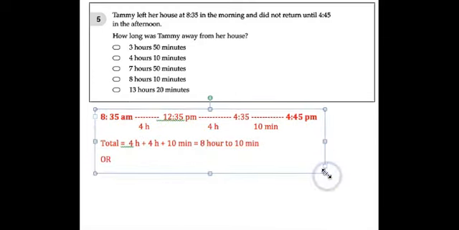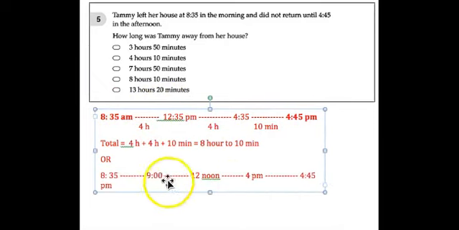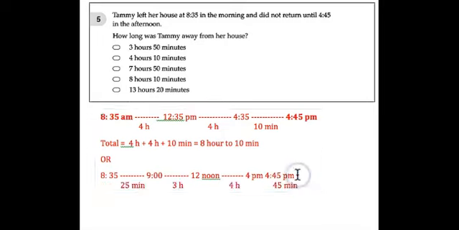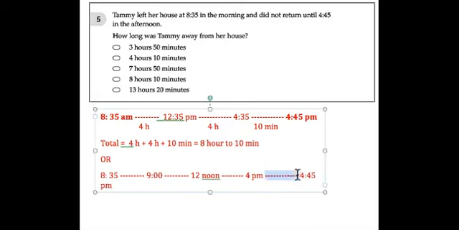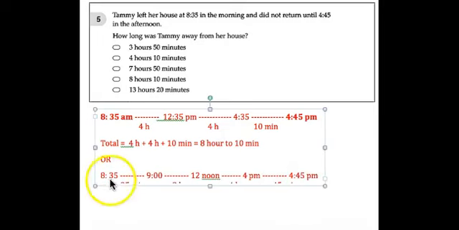There is another way you can do this. So that's just adding on whole hours first and then adding on the minutes last. Another way you can do this is you can break it up as follows. Instead of going from 8:35, and some people will jump straight from 8:35 to 4:35 and count that as 8 hours, another way you can go is go to the nearest hour.